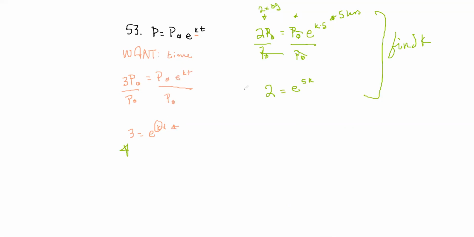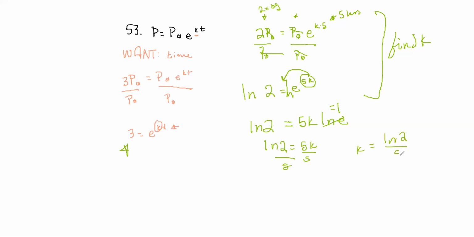So I'm going to take the natural log of both sides. So here I have natural log of 2. And knowing our log rules, these exponents are going to come down outside the logarithm. So it'll be 5k natural log of e, and this is equal to 1. So the natural log of 2 is equal to 5k, divided by 5 on both sides. k is going to be equal to natural log of 2 over 5. And this is as simplified as k is going to get. And so we're just going to put that right here.